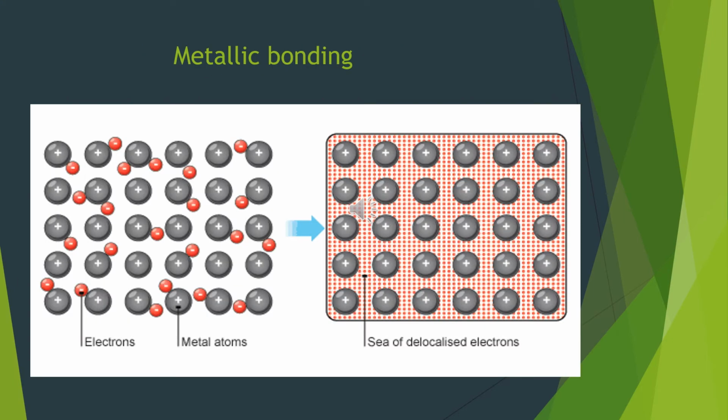In this diagram, we can see that valence electrons move freely from one atom to another and form a sea of delocalized electrons.